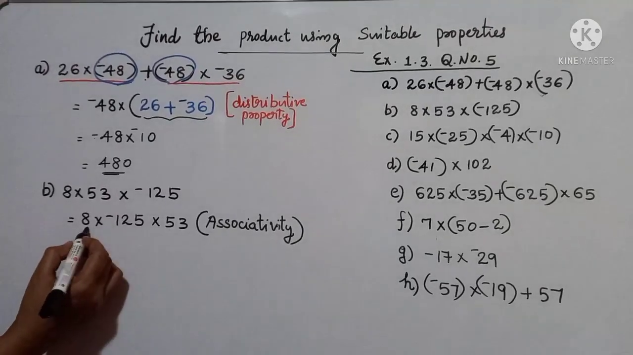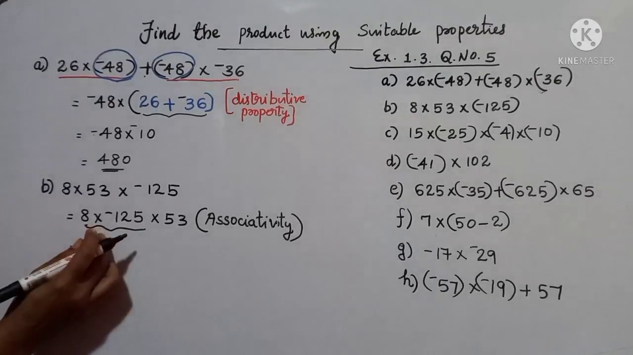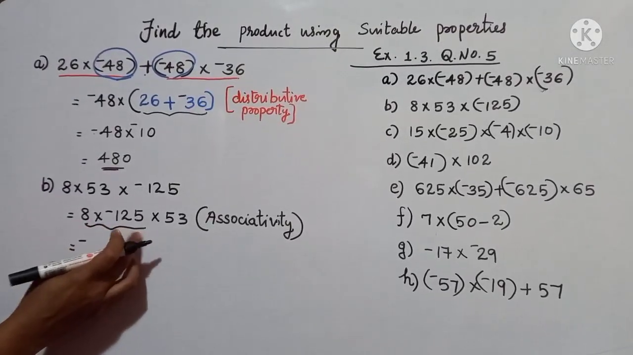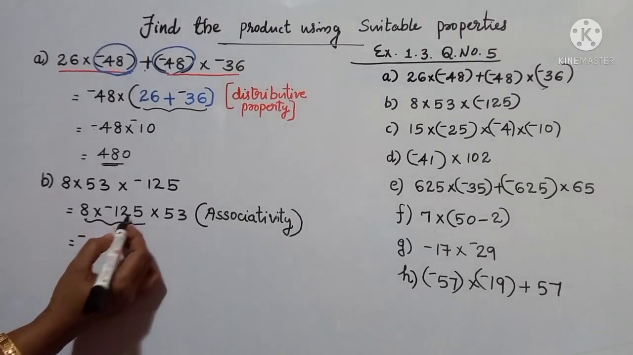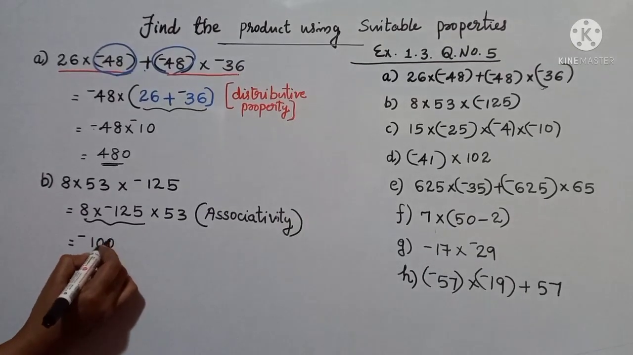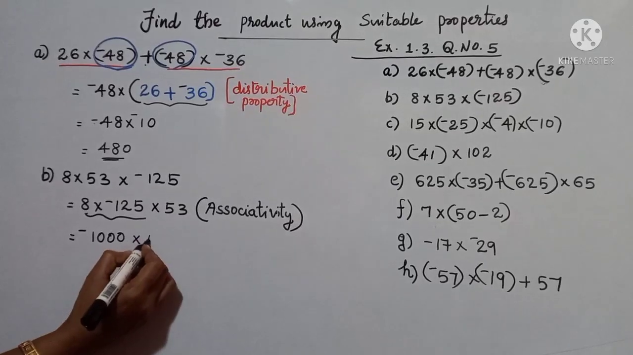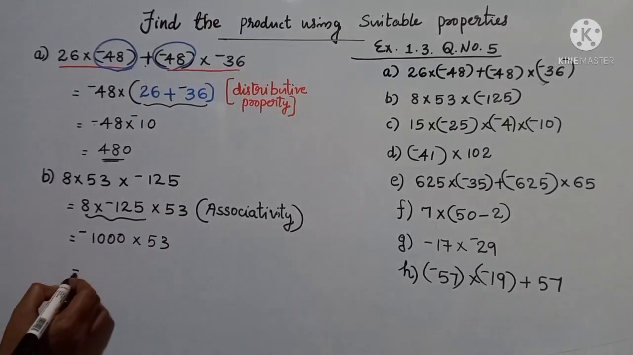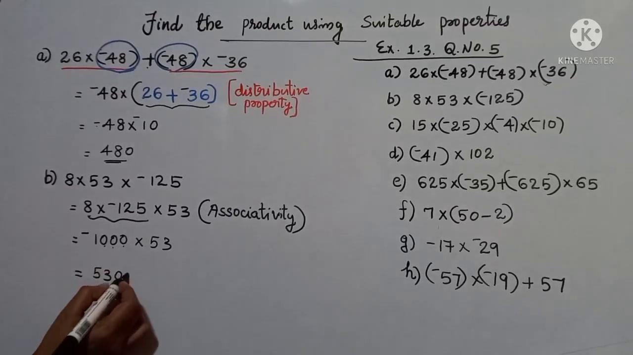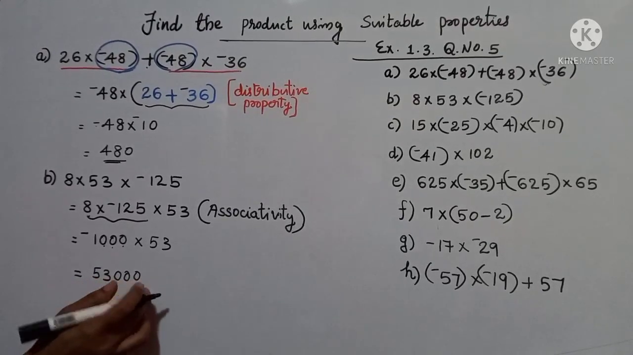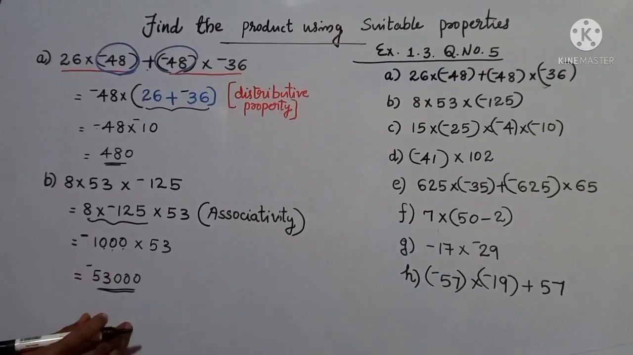Then look here, 8 into minus 125: the product of a positive integer and a negative integer will be a negative integer. Then 8 into 125 we know is 1000. Minus 1000 into 53 is equal to 53 with three zeros, 53,000, and one negative is there, so minus 53,000 is the answer.